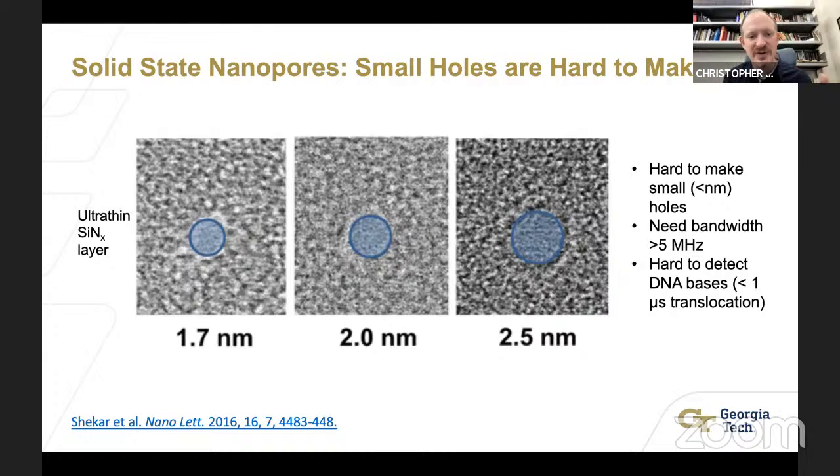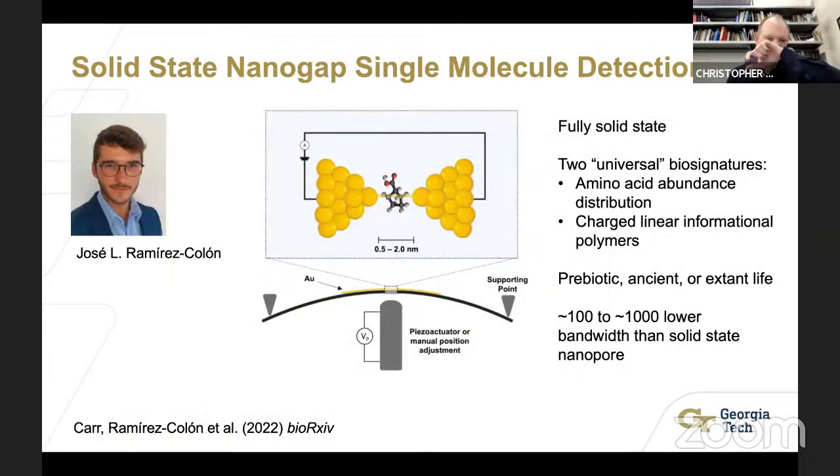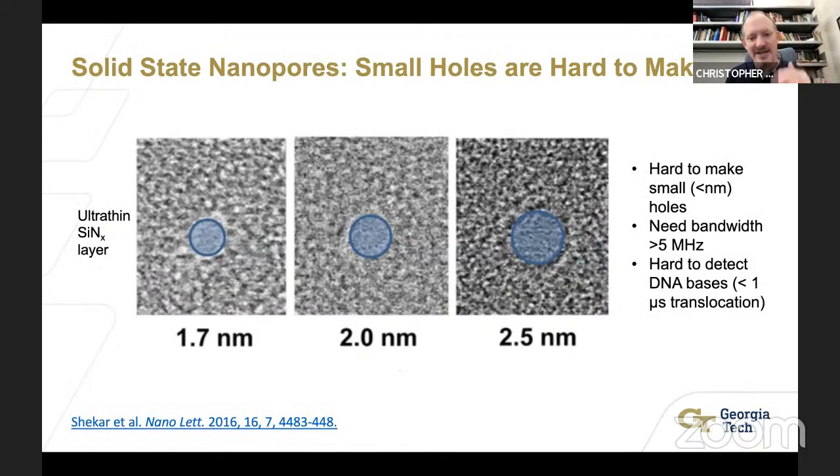And we're still not able to get down to single base accuracy because that happens just so quickly, and you need a very high bandwidth. So what we're doing, while I fully believe that this is possible to get to single base resolution, it's really marginal and it's sensitive to noise.